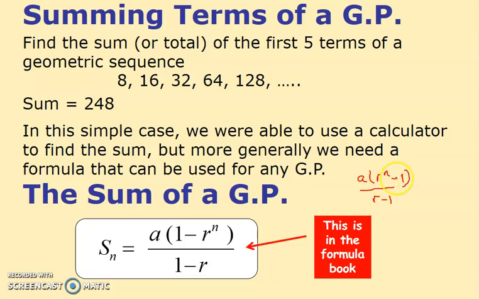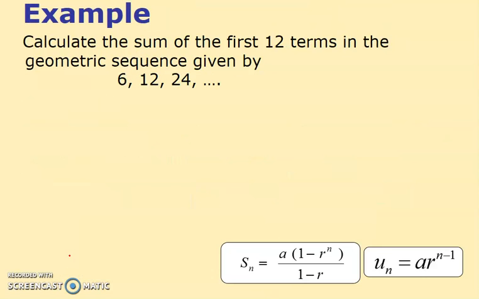Effectively you've timesed this bracket by -1, you've timesed the bottom by -1, and that makes no difference to it. Now, to be honest, in the old days when you didn't have very good calculators, I would recommend using one or the other, depending on which situation you have. Calculators are so good now, I personally would just learn this formula and be done with it. I don't think you need the extra formula now. So we're going to use that formula, which I've got down here.